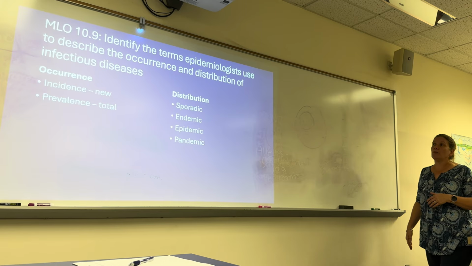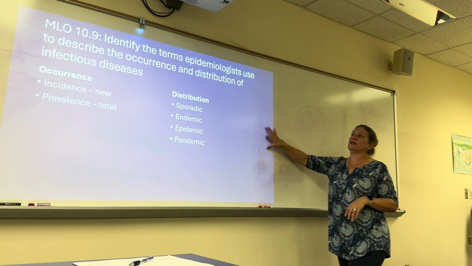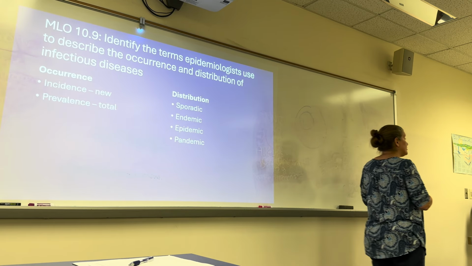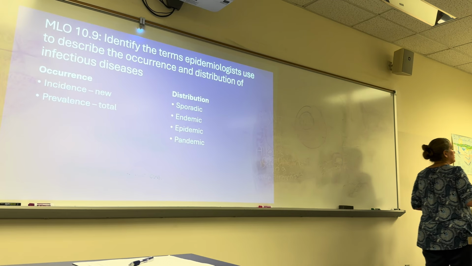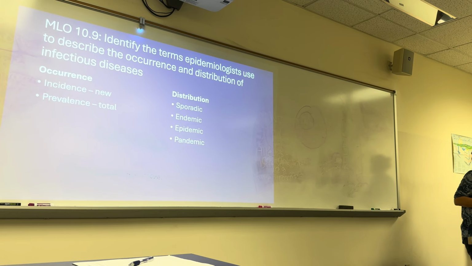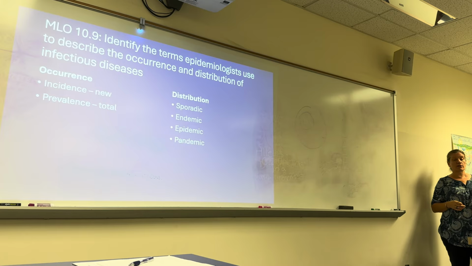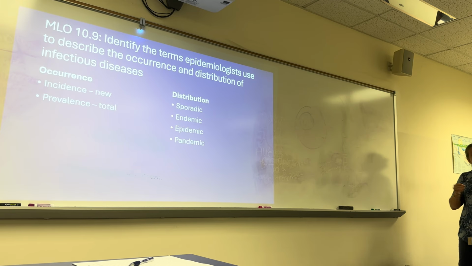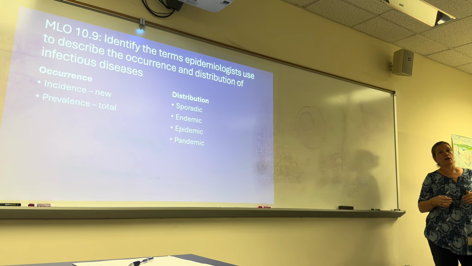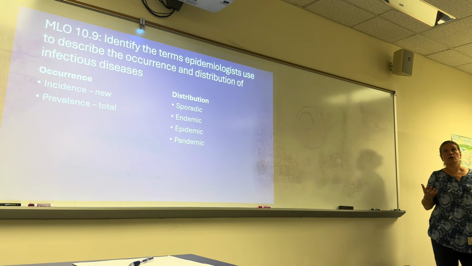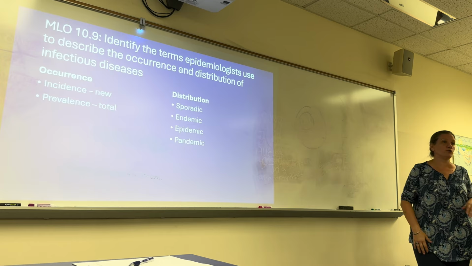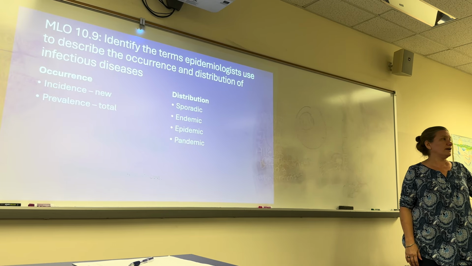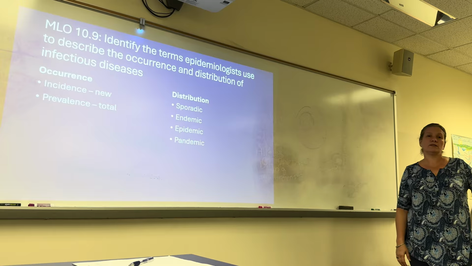And then for distribution, when we look at disease distributions, we can categorize a particular disease into different categories. Sporadic is these random, small outbreaks that don't seem to be linked to anything. And that happens, for example, when George Smith goes over to the Mediterranean, comes back home, and a week or two later is sick with malaria.